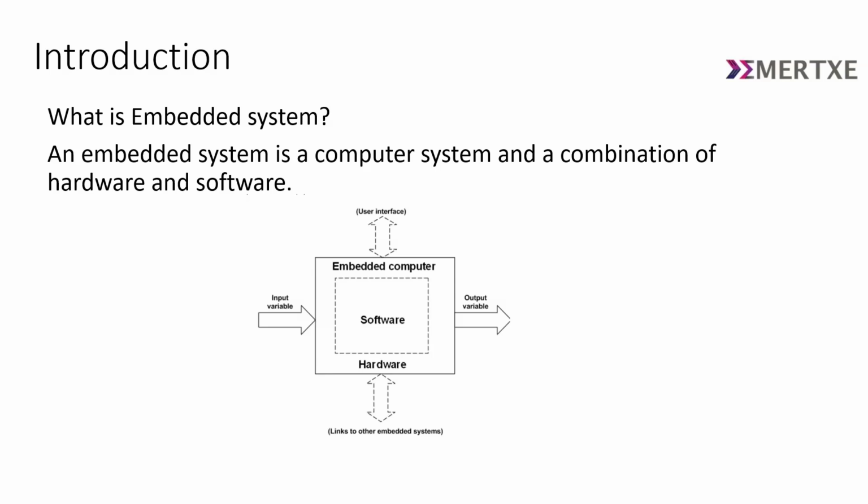So let's begin with the basics of embedded system. What is an embedded system? An embedded system is a specialized computer system that combines both hardware and software to perform specific tasks. Think of it as the brain behind devices like a washing machine, where dedicated software controls hardware components. These systems are designed for efficiency and reliability, often operating in real-time environments.